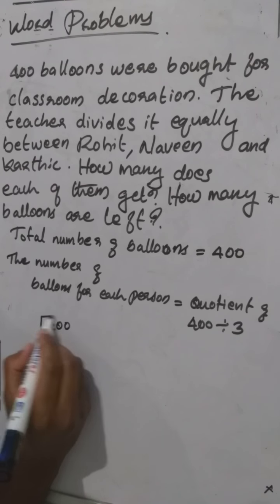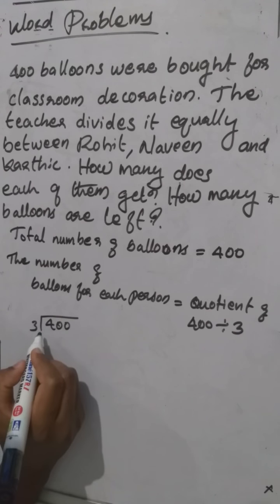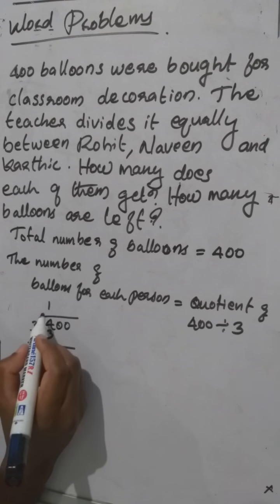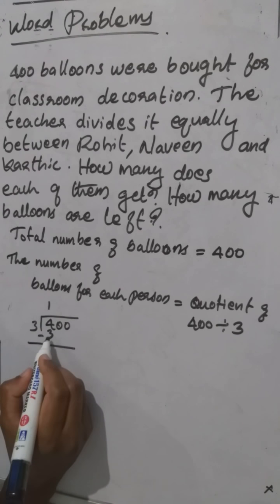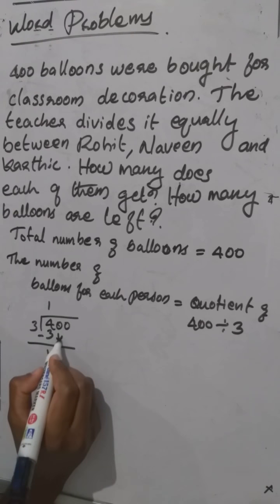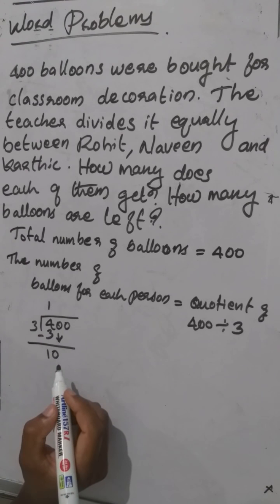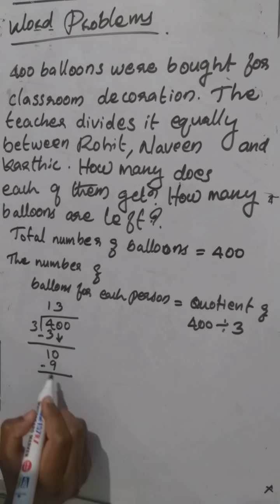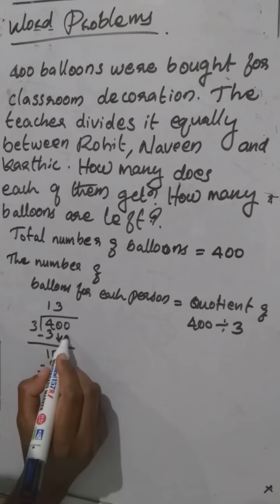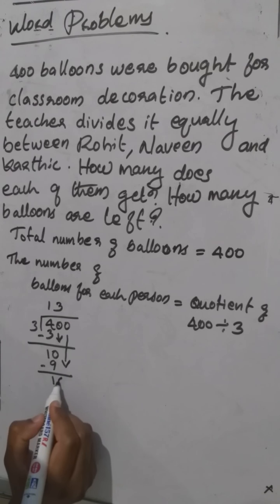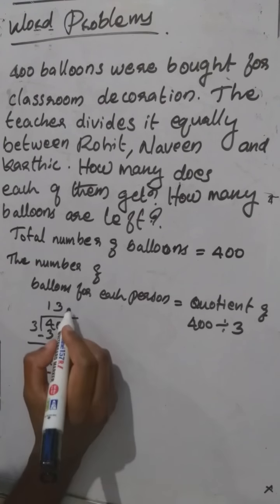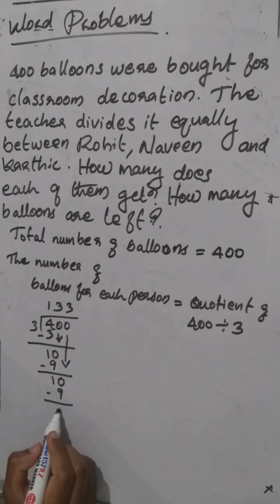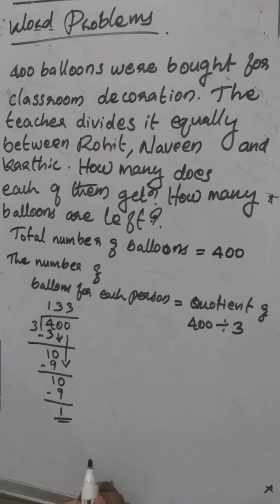400 by 3. So how many 3s are there in 4? 1 three. 1 three is 3 and 4 minus 3 we get 1. And how many 3s are there in 10? We know that 3 threes are 9. And 10 minus 9 we get 1. And again one more 0 we have right here. And 3 threes are 9. Again 1 we get as the remainder.